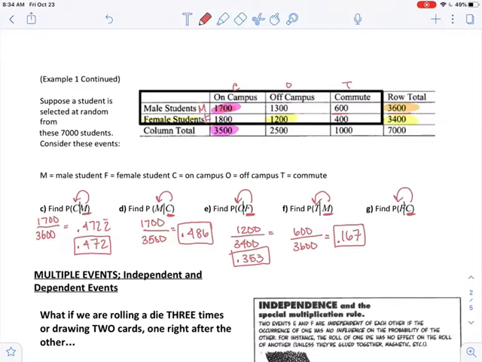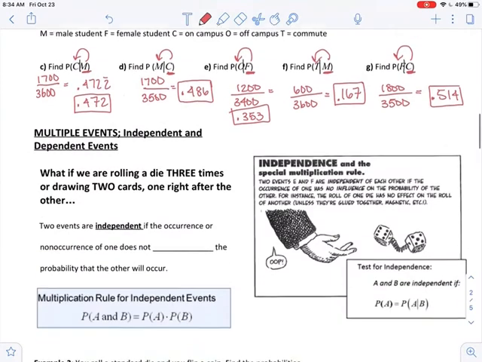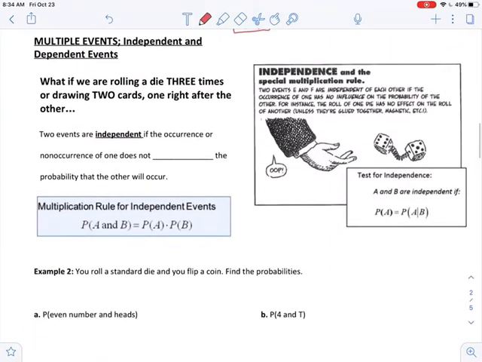Lastly, we want to find females given that they're on campus. So let's look at the campus. So that's 3,500 total on campus. And then our female students that are on campus, which is 1,800. So we have 1,800 over 3,500, which then gets us about 0.514.